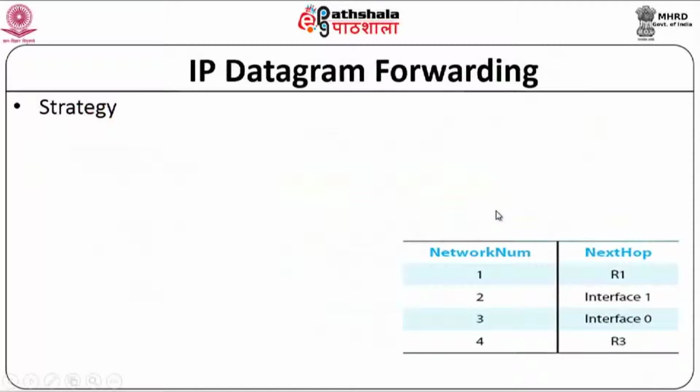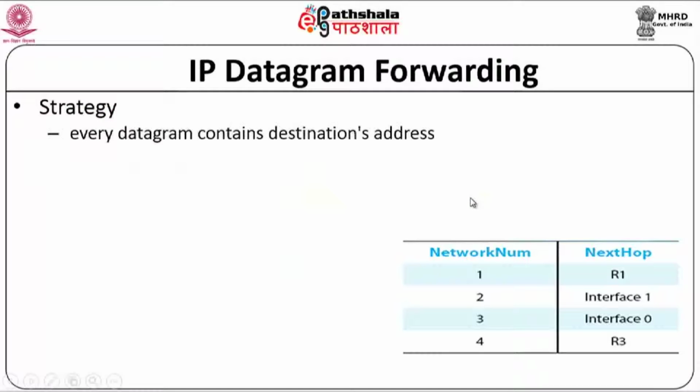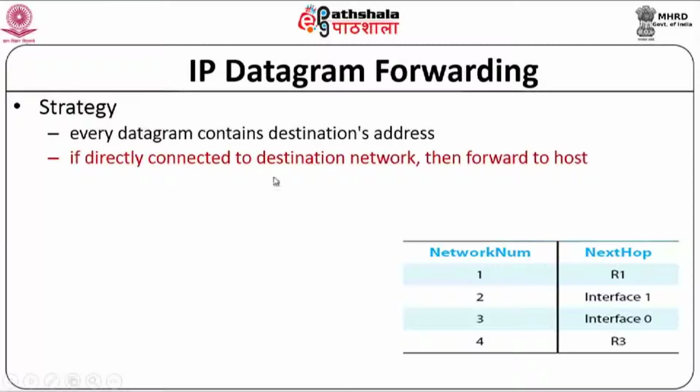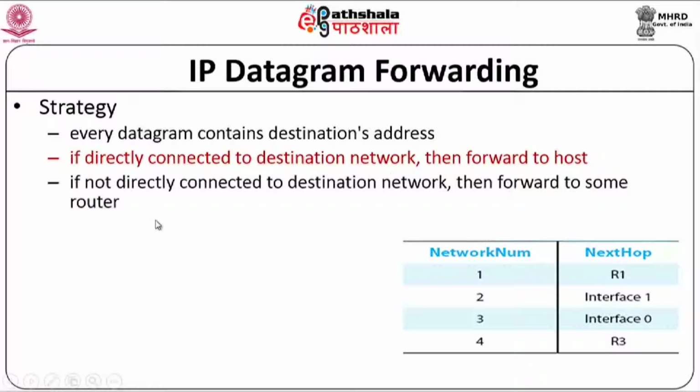Now, coming to how datagram forwarding gets done, the strategy used by IP is the following. There is a forwarding table that is maintained at each router. Every datagram will contain its complete destination address, and if it is directly connected to a destination network, then it will forward it to the host. If it is not directly connected to the destination network, then it will forward it to some router, which is what you can see here. Interface 10 indicates that it is directly connected to the network. R1, R3 indicates it has to be forwarded to the next router.